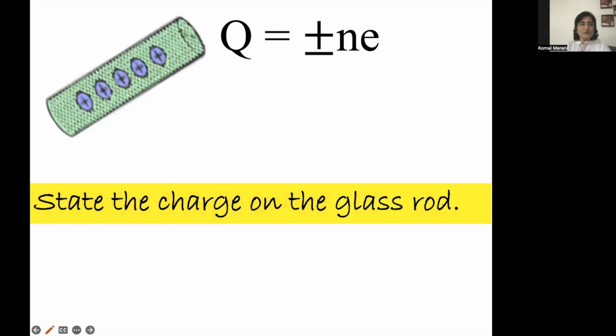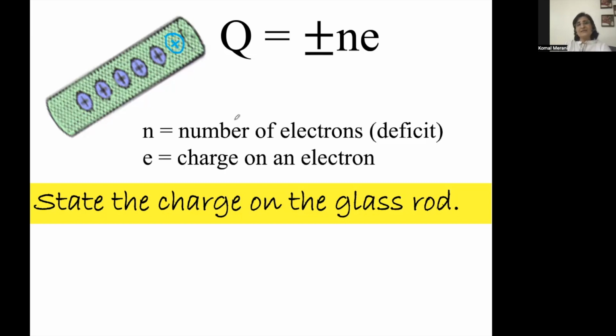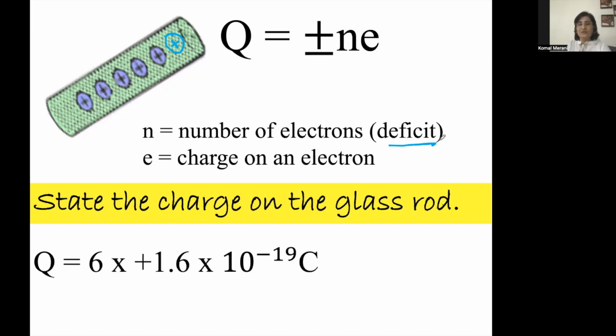Let's say if I have a glass rod and let me put one more plus sign here, which means there are 6 electrons deficit. Remember, positive charge does not mean there are 6 protons. It means 6 electrons are deficit. So the charge on the glass rod will be positive 9.6 into 10 raised to minus 19 coulombs. So this is the first formula of the chapter.